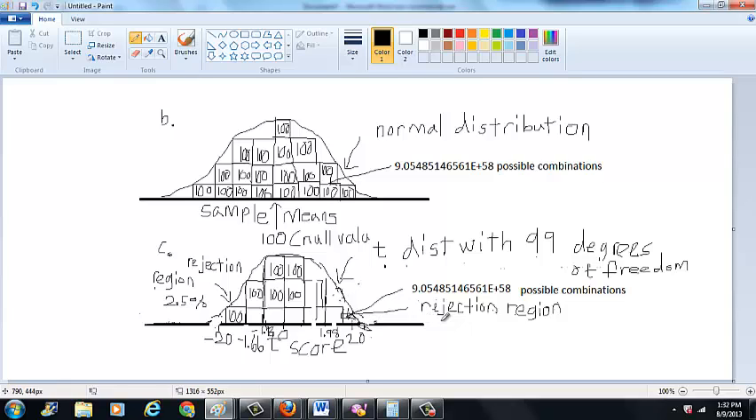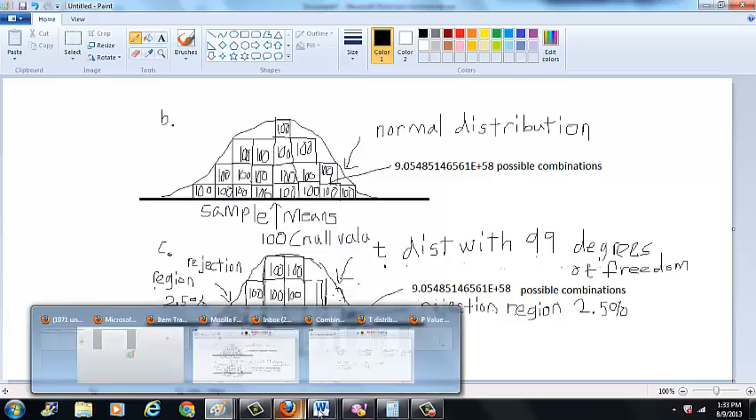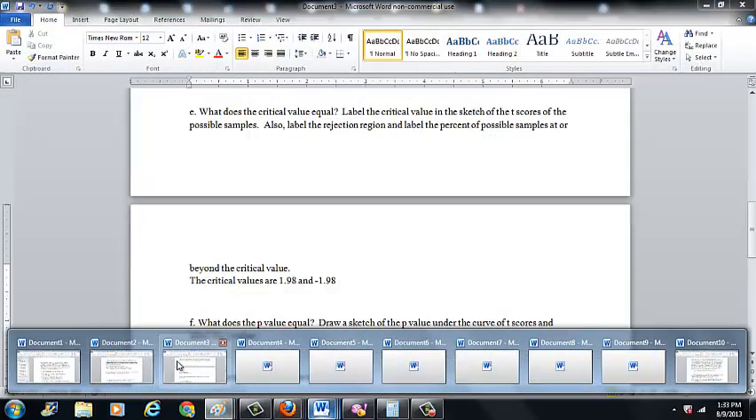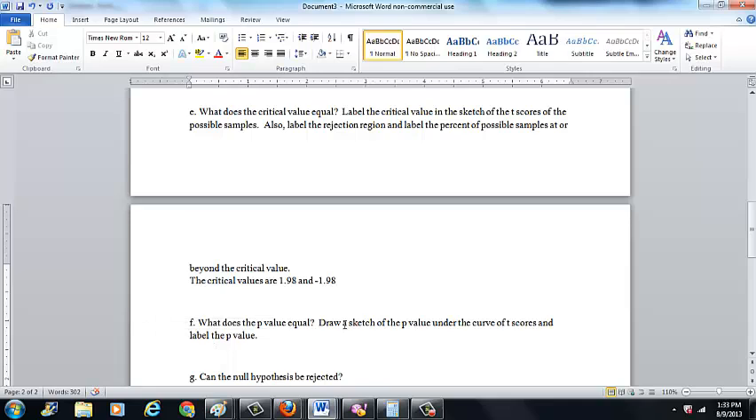And it's also 2.5%. What does the p-value equal? And it says, draw a sketch of the p-value under the curve.